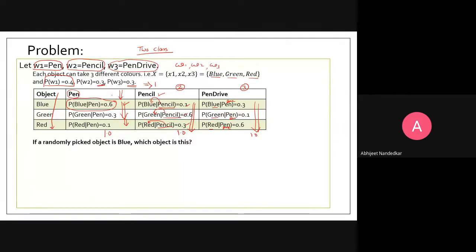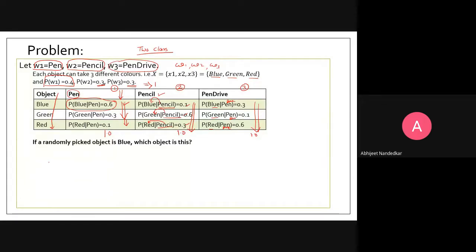So the columns here, 1, 2, 3, they are talking about individual objects and the distribution of these objects over different colors. They are talking about themselves, not about pencil and pen drive. So this is called likelihood. The first column is the likelihood of pen, the second column is the likelihood of pencil, the third column is the likelihood of pen drives, right?